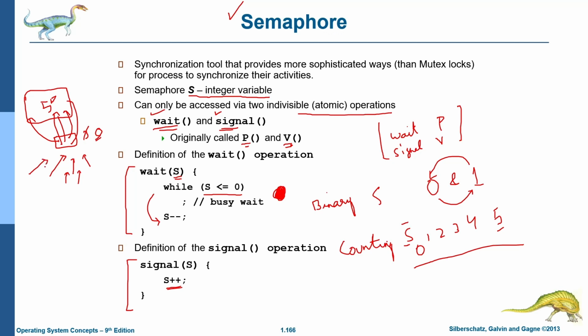When the 6th person comes in and does a wait on S, it's going to be stuck in the while loop because S is now equal to 0. There are no tickets, so it cannot do S minus minus. So this counting semaphore can be used to let only a maximum of 5 people into the room. When a person comes out, they put the ticket back on the table, S becomes 1, the number of tickets is 1, then this 6th person can enter. Is that making sense to you?